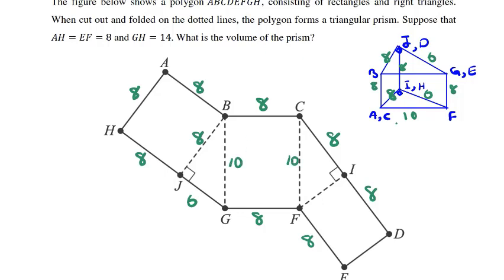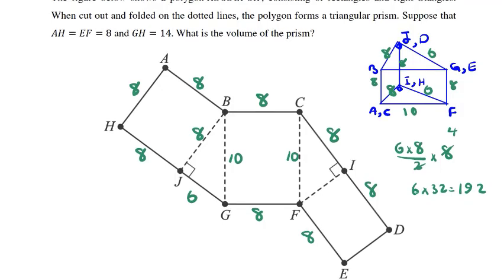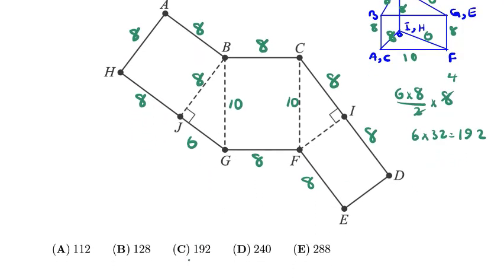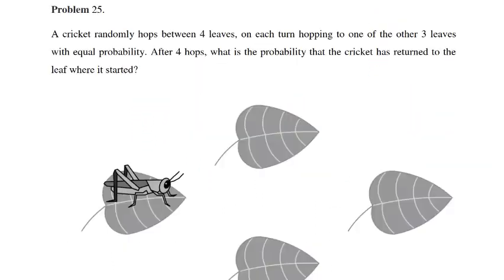Now, what is the volume of the prism? You say, okay, the area times the height. 6 times 8 over 2 times height 8. It will be 4. 4 times 8, 32. 6 times 32. 6 times 2, 12. We have 1. 6 times 3, 18 plus 1, 19. So the answer is 192. So the answer is C.